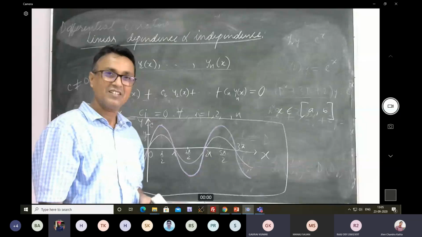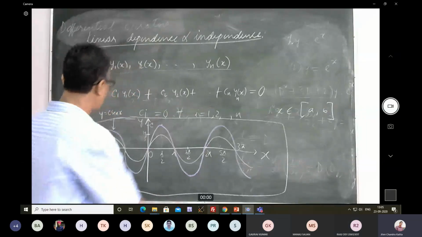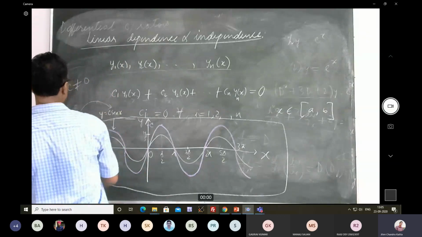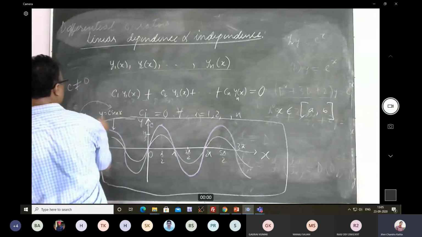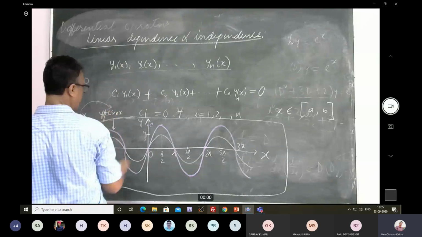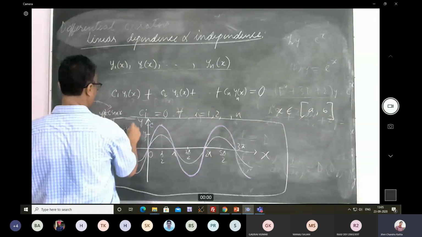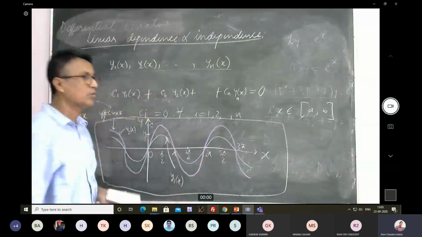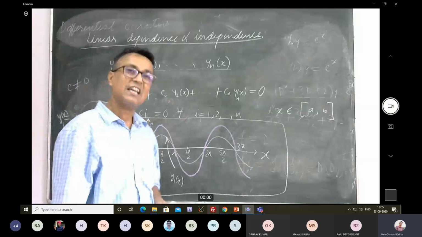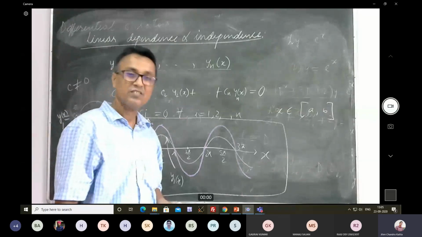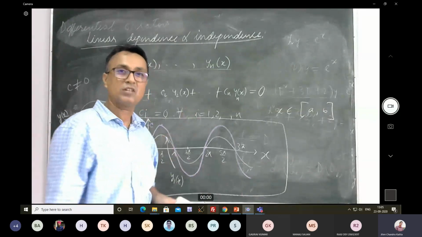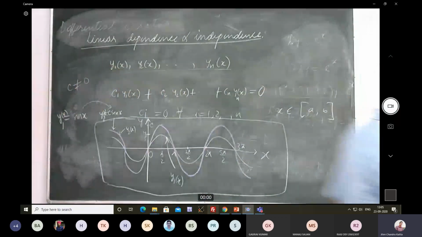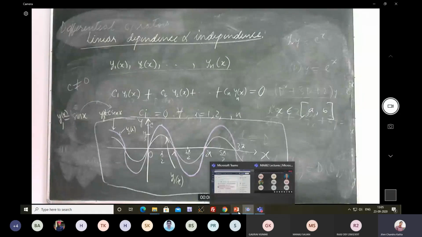What is it telling you? What is happening here? If I call this y1(x) and this y2(x), we have seen that one function is a scalar multiple of the other. So this gives you a pictorial description of two linearly dependent functions. I'm going to pose some questions here.